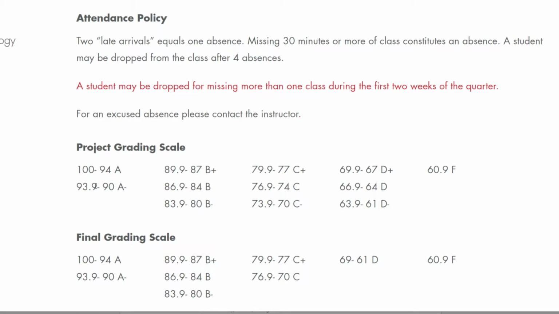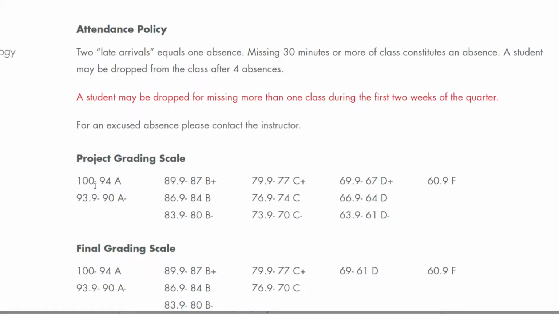Attendance policy. Where did that go? Okay, so 2 late arrivals equals 1 absence. Missing 30 minutes or more of class constitutes an absence. So I have somebody to drop. A student may be dropped from class after 4 absences. A student may be dropped for missing more than 1 class during the first 2 weeks of the quarter. For an excused absence, please contact the instructor.